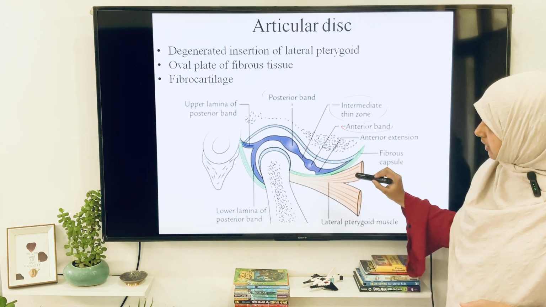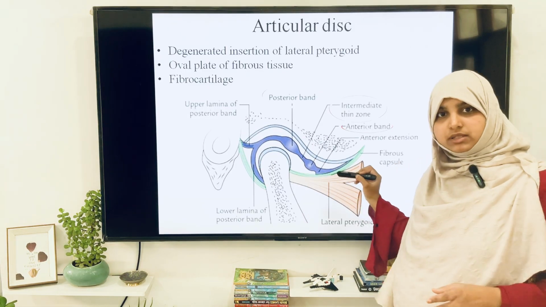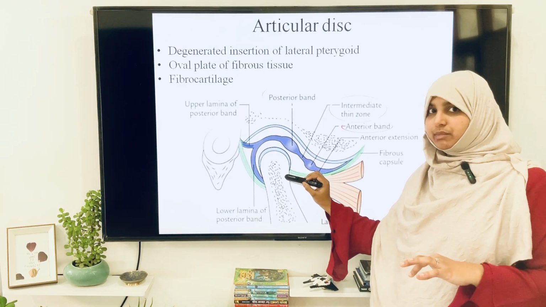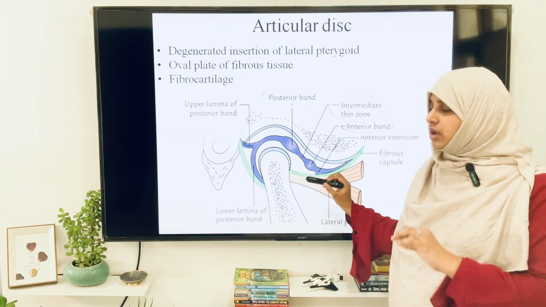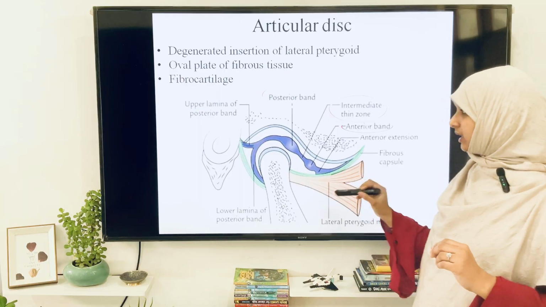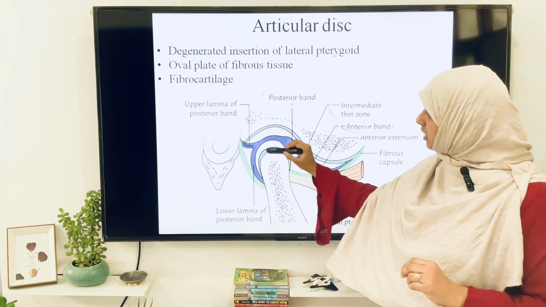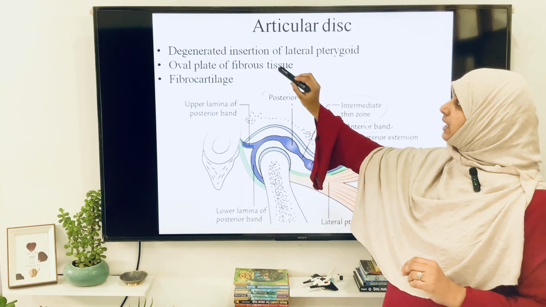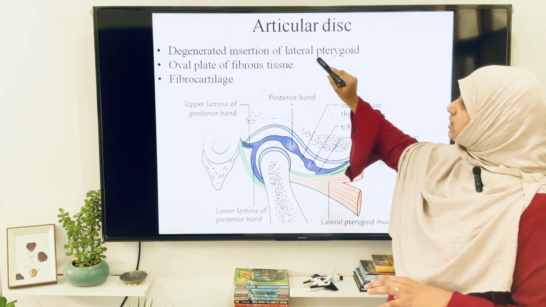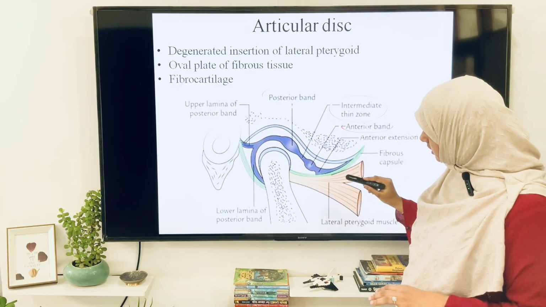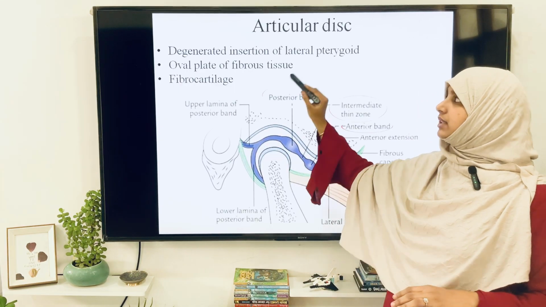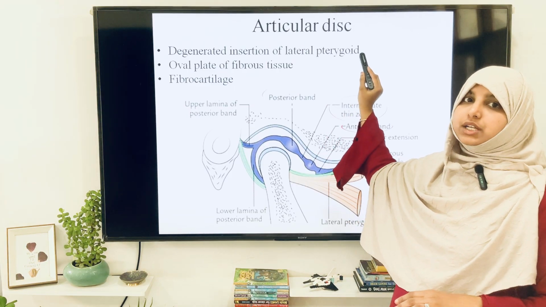If you notice here, from anteriorly we have some muscle coming in, inserting into this region, the medial aspect of the neck of the mandible, that is, the pterygoid fovea. Which muscle is this? That is the lateral pterygoid muscle. Next, if you see within this joint cavity, we have this articular disc. It is known to be a degenerated insertion of the lateral pterygoid, right? So you can see the close association between this TMJ and the lateral pterygoid. So this is basically the degenerated insertion of the lateral pterygoid muscle.